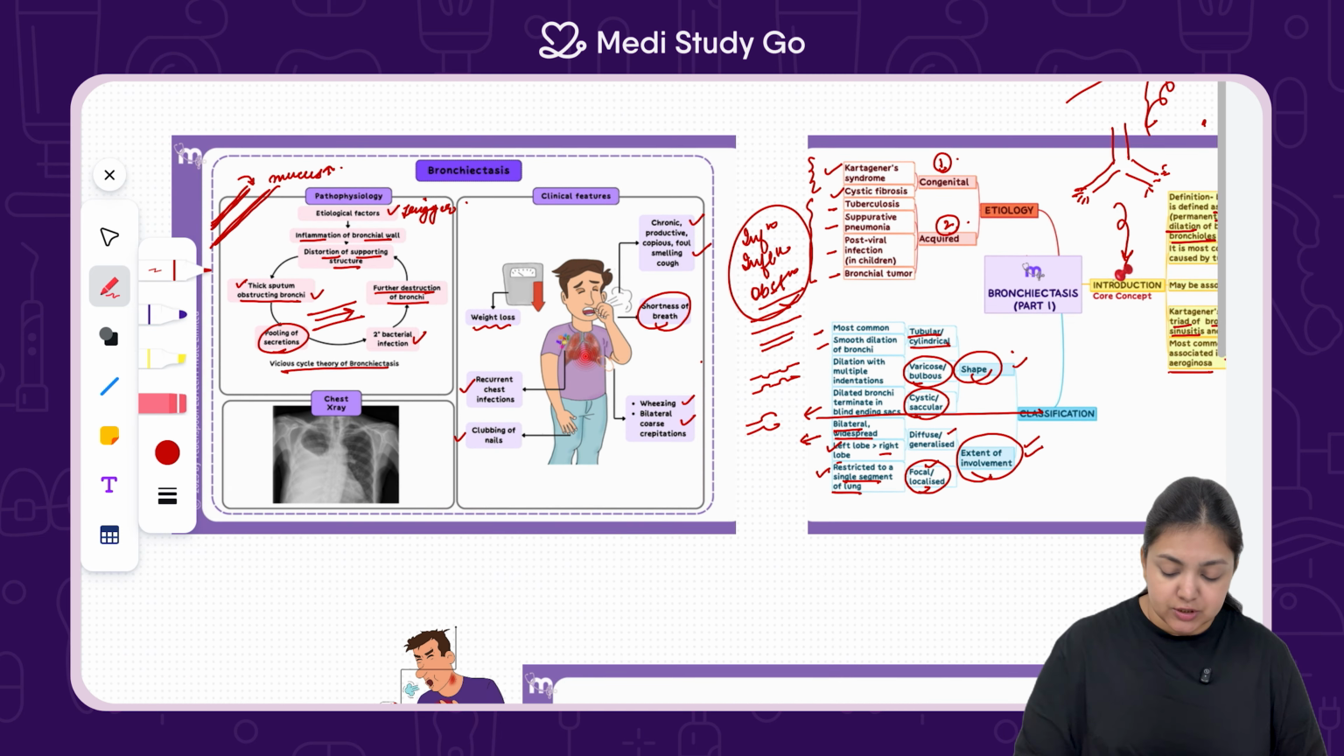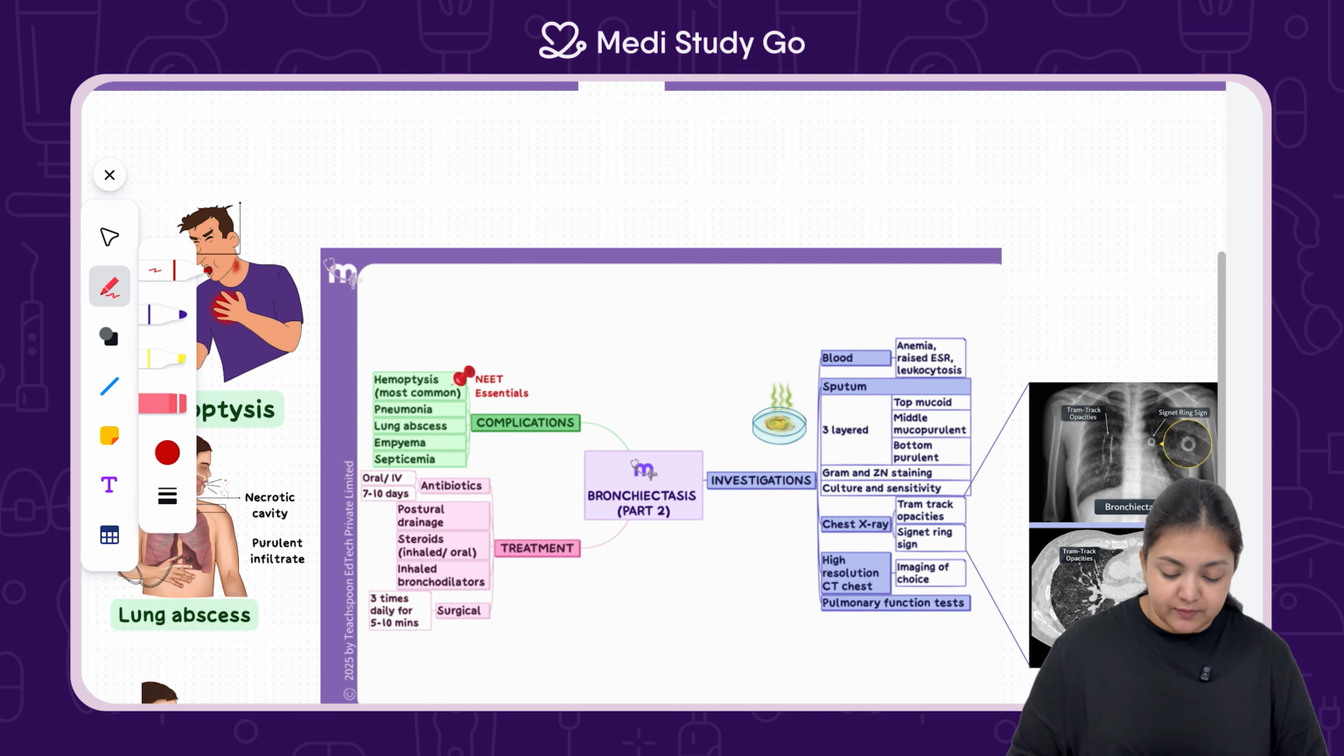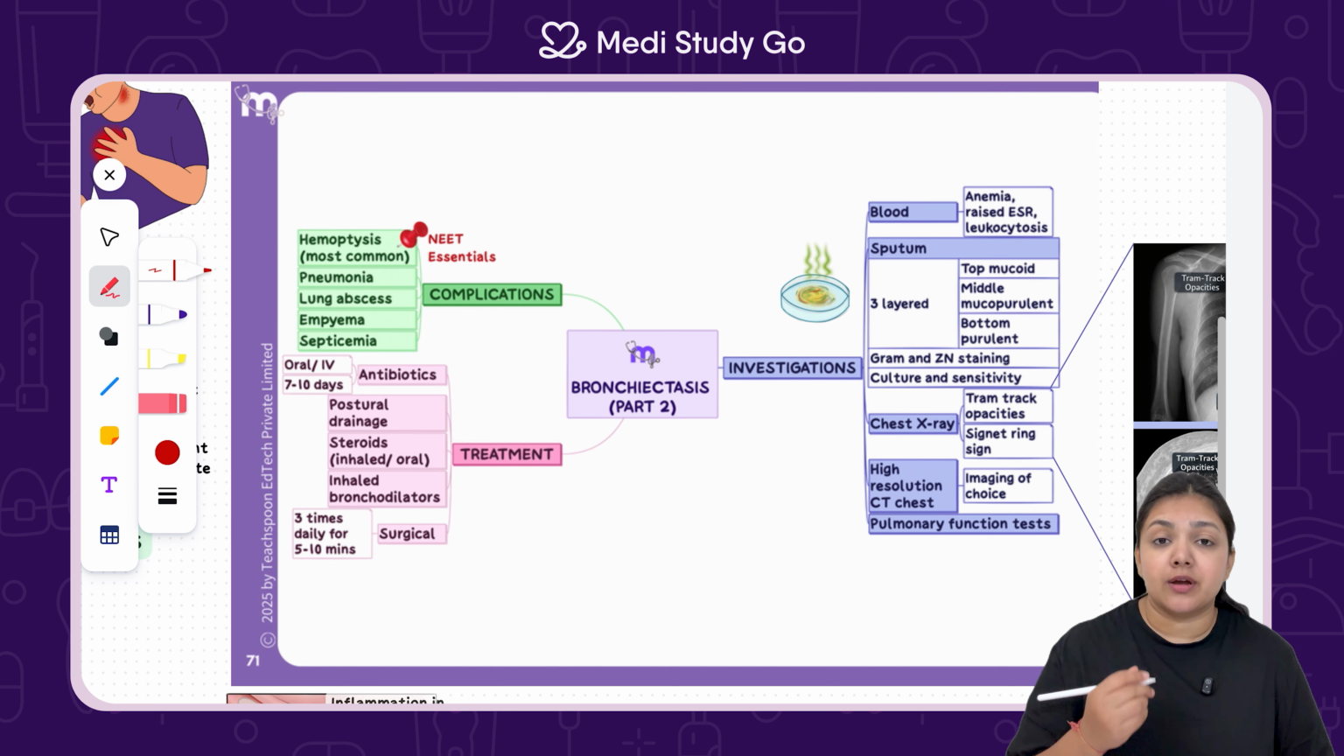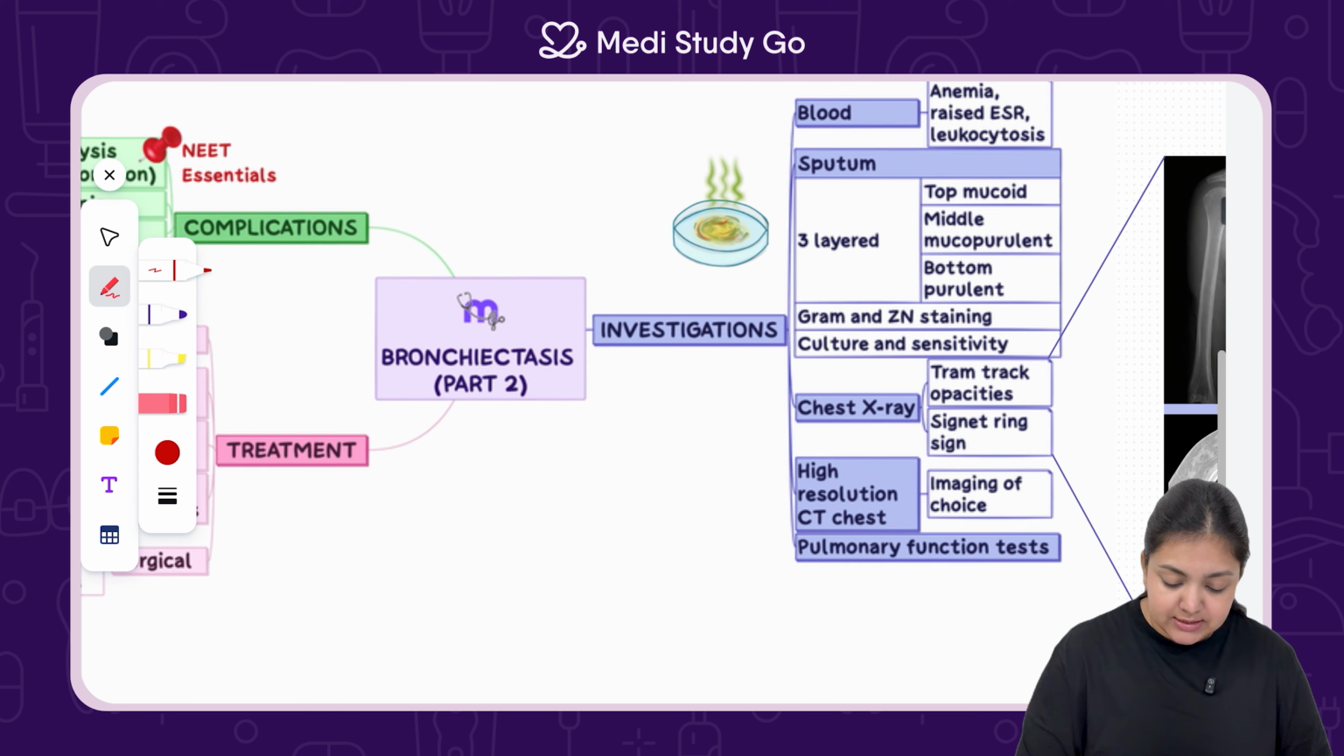After we know the clinical features, we move on to the treatment, investigation, and complication part for bronchiectasis. What is the first step of management? The first step of management is recognizing the problem, and that is what comes under investigation. To investigate for bronchiectasis, the first and foremost tests which are important are chest X-ray and sputum analysis.